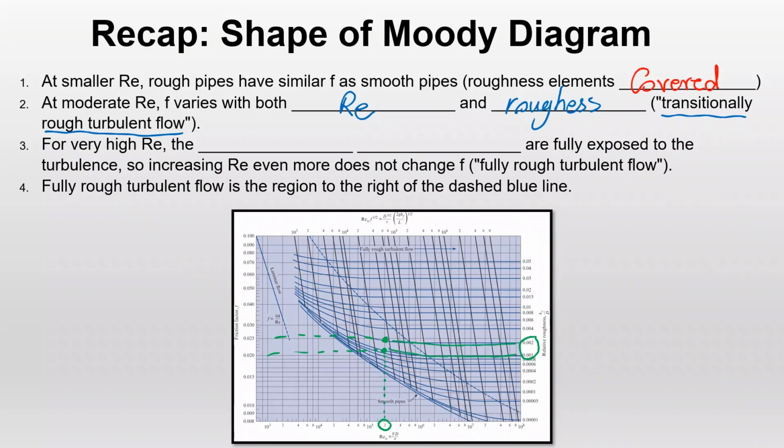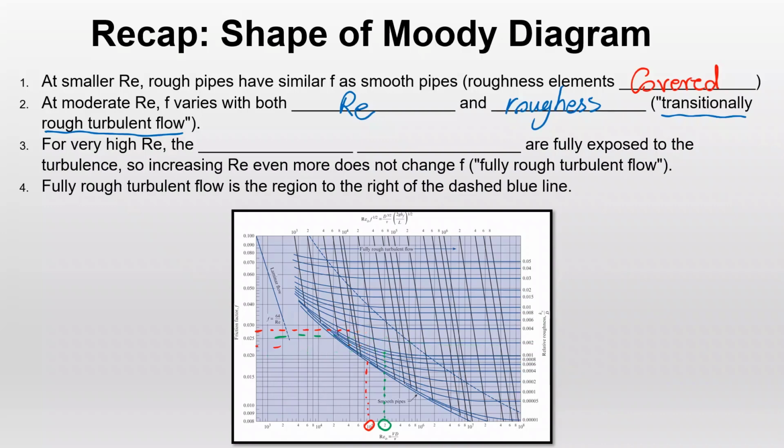Also, again, because this line in the transitionally rough turbulent flow region is curved, if you change the Reynolds number a little bit more, like over here, you will see that the intersections are over here and over here, which are a little bit different. So you will get a different value of F, right? So in this region, which is called transitionally turbulent flow, F varies with both the Reynolds number and roughness. Now, where is that region? If you want to show it in the Moody diagram, how do I show it?